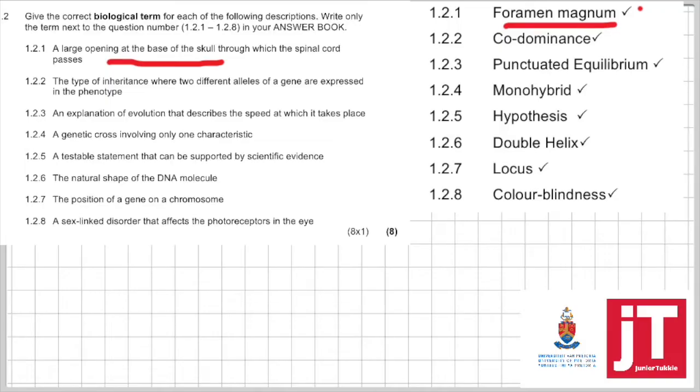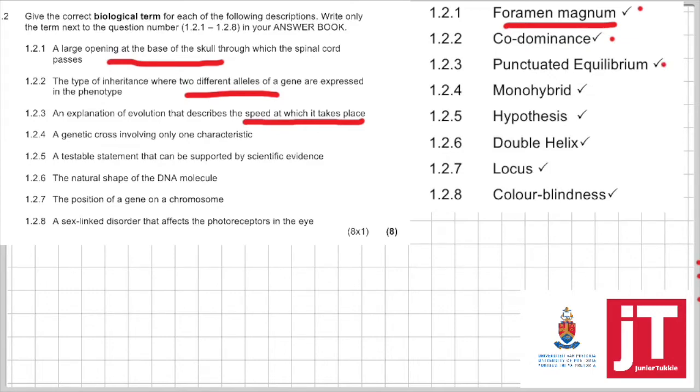1.2.2. The type of inheritance where two different alleles of a gene are expressed in the phenotype. Two different alleles are expressed in a phenotype, we know it's codominance. 1.2.3. An explanation of evolution that describes the speed at which it takes place. Wherever you see the speed at which evolution takes place, that is punctuated equilibrium.